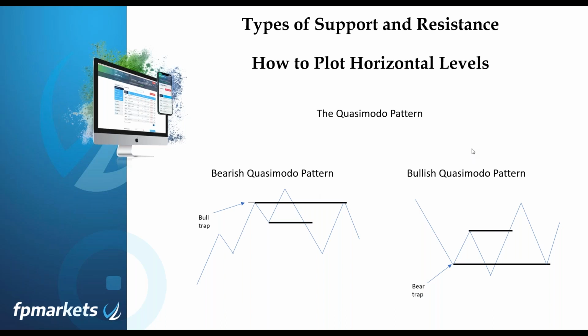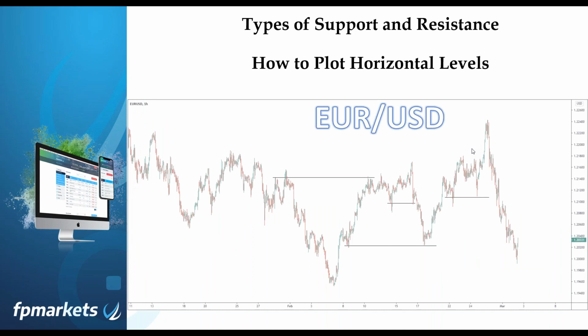Okay, so on this slide, I believe it's the euro-dollar H1 chart. I cherry-picked a couple of reasonably nice Quasimodo formations to show you what it looks like on a real trading chart. I won't go into too much detail here, but what we have is a bearish Quasimodo, which formed within a downtrend on a pullback.